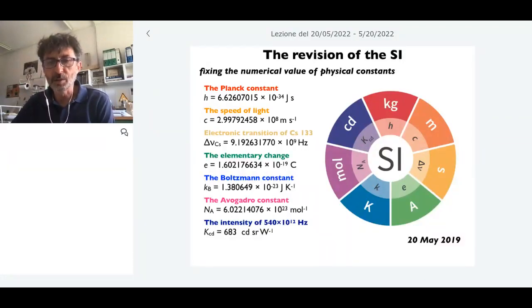The elementary charge, the Boltzmann constant, the Avogadro constant, and the units that are used for the candela definition. What's the problem for us? Scientists have agreed to fix the elementary charge, so unfortunately we cannot keep the Maxwell equations as they were before. Why? Because there are relations involving mu0 and epsilon 0 and the elementary charge, so that we cannot arbitrarily fix mu0 anymore.